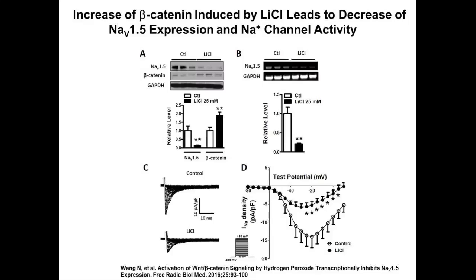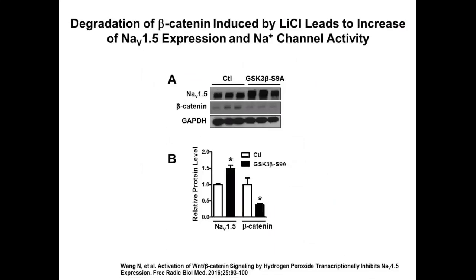When we treat this myocyte with lithium chloride, which, as I said, is an inhibitor of GSK3 beta, as somebody reported before, beta-catenin is increased by this GSK3 beta kinase inhibitor. After this inhibition, as you can see, the sodium current is significantly decreased. This is consistent with decreased expression of the protein levels of the sodium channel.